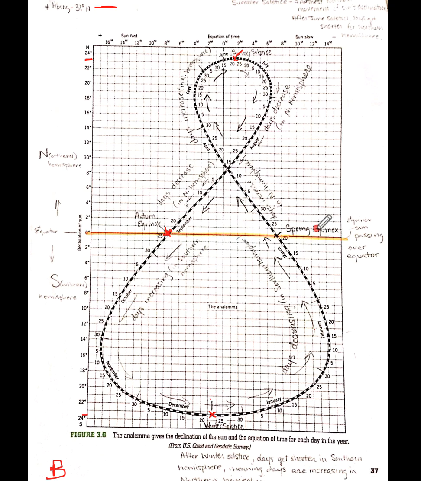Put your arrows up, and then when the sun leaves the southern hemisphere, that is the spring equinox. And the spring equinox is going to be March the 20th or March the 21st. We see that March. Alright. And then it comes back through.